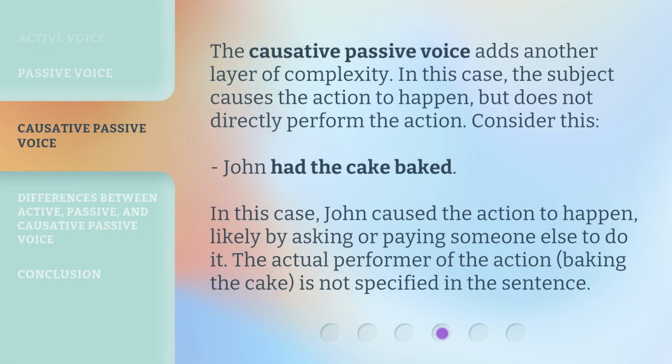The causative passive voice adds another layer of complexity. In this case, the subject causes the action to happen, but does not directly perform the action. Consider this. John had the cake baked. In this case, John caused the action to happen, likely by asking or paying someone else to do it. The actual performer of the action, baking the cake, is not specified in the sentence.